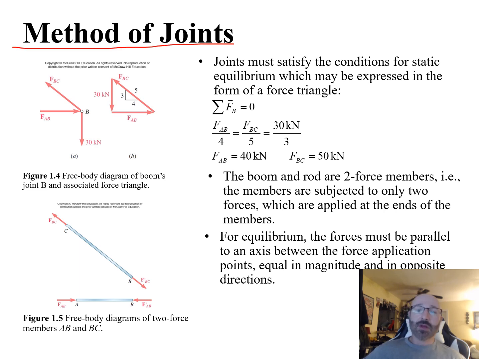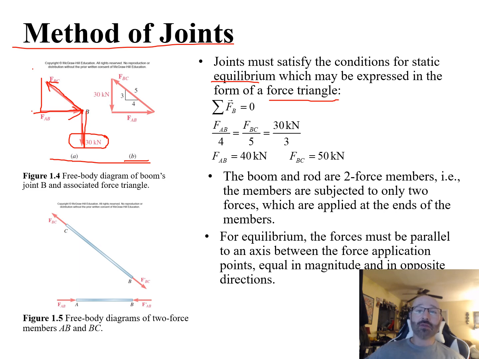So joints must satisfy the conditions for static equilibrium, which may be expressed in the form of a force triangle. If we look at our diagram on the left for A and B, in part A we have our point B from our problem before. We have our external load of 30 kilonewtons acting right there. We have the force AB coming in like this, and a force from BC going up to a point C over here and a point A over there. What we can do is move this external load up to this point to create the force triangle we see on the right in part B.